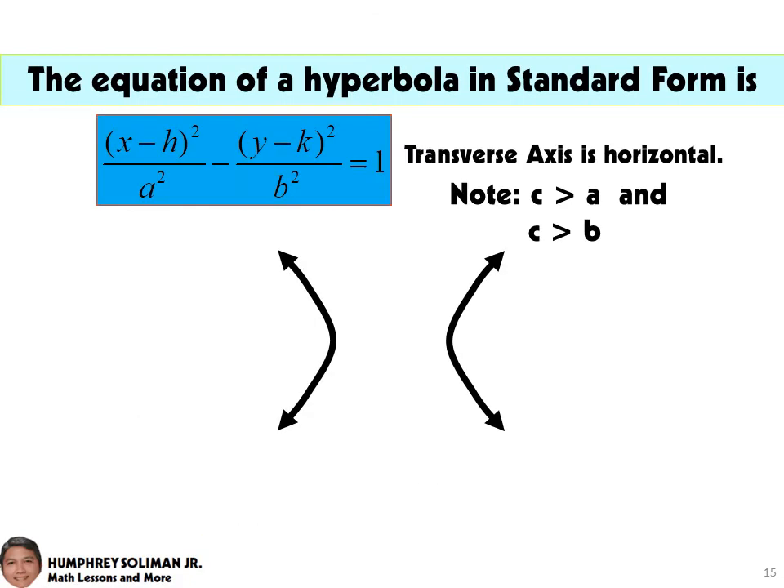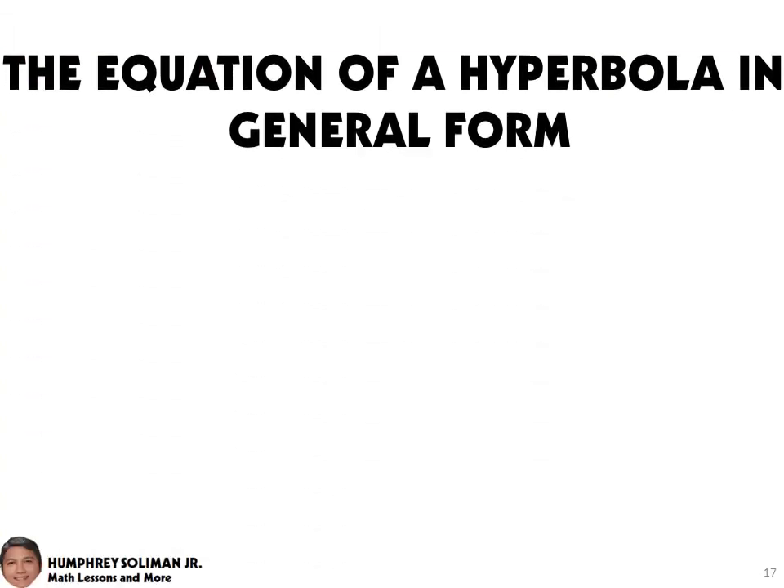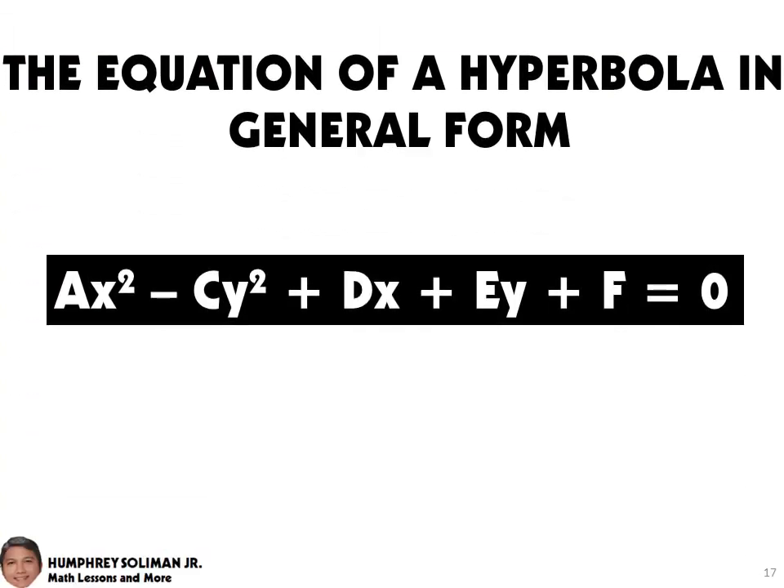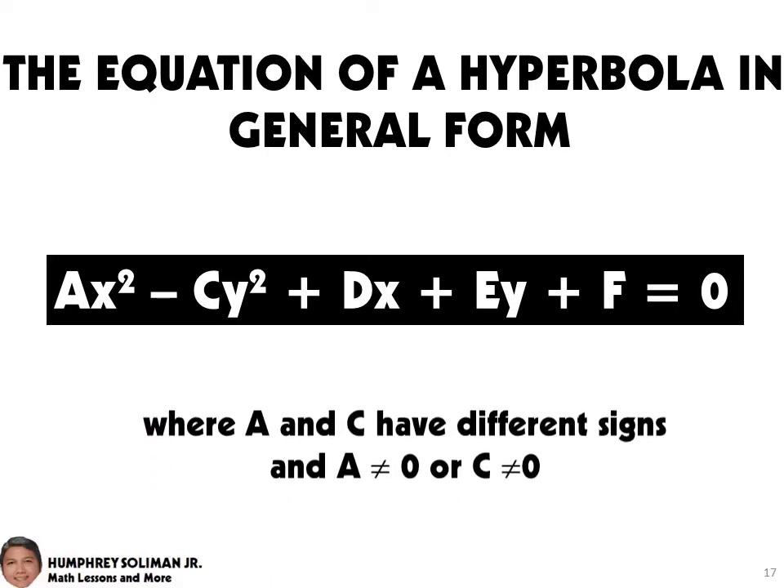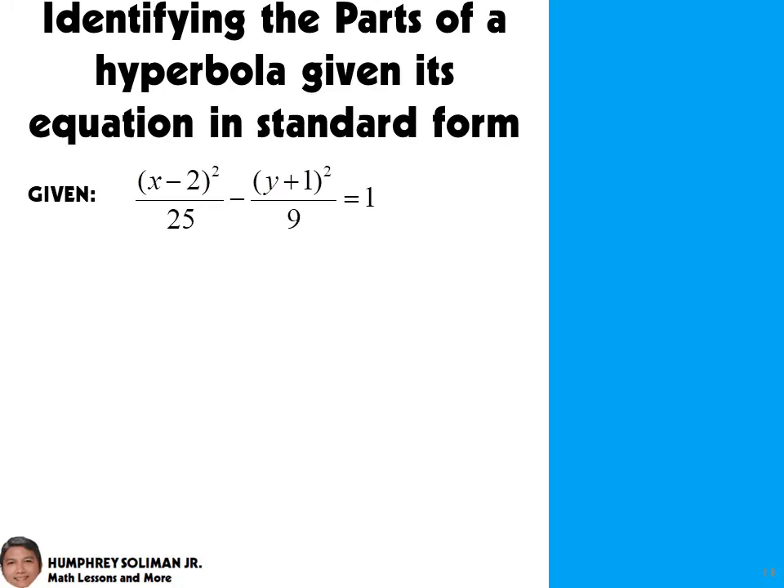Now for the equations of the hyperbola. If the transverse axis is horizontal, the quantity x minus h squared is positive. If the transverse axis is vertical, the quantity y minus k squared is positive. Note that the positions of a squared and b squared did not change for both equations of the hyperbola. For the general form of the equation for a hyperbola, we have ax squared minus cy squared plus dx plus ey plus f equals 0, where a and c have different signs, and neither is equal to 0.